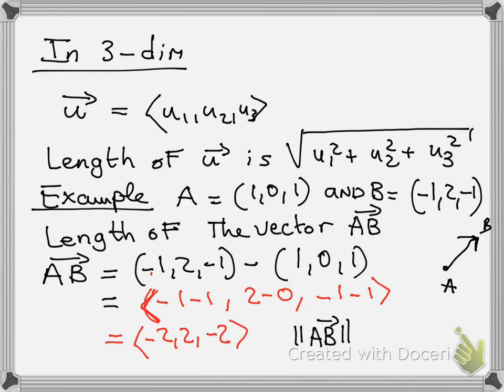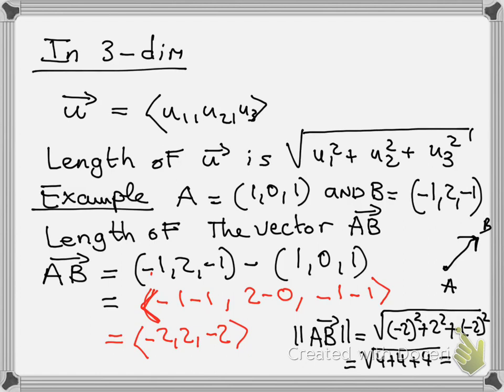remember we denote the length by two parallel bars, so the length of AB would be the square root of (-2)² plus 2² plus (-2)². So that's the square root of 4 plus 4 plus 4, that's 12, so the square root of 12. Okay, so the final answer: the length or magnitude of the vector AB is the square root of 12. Okay?